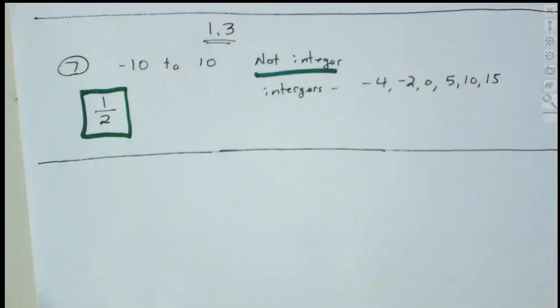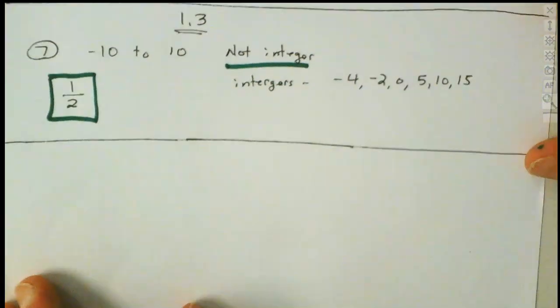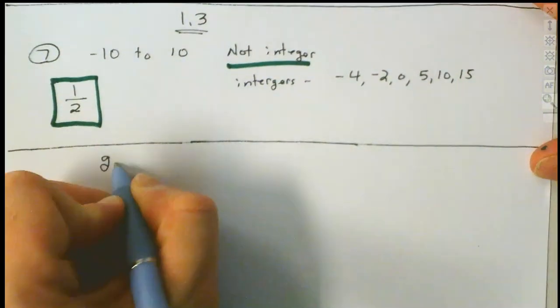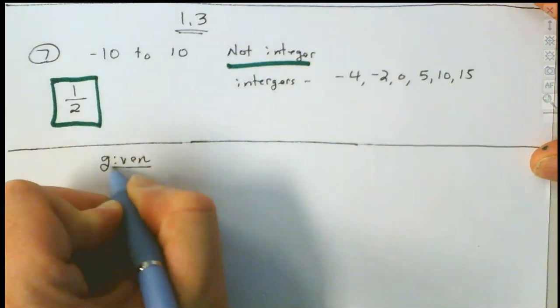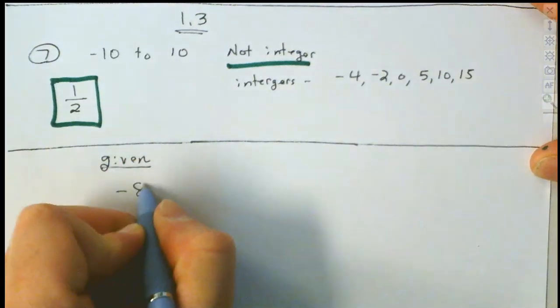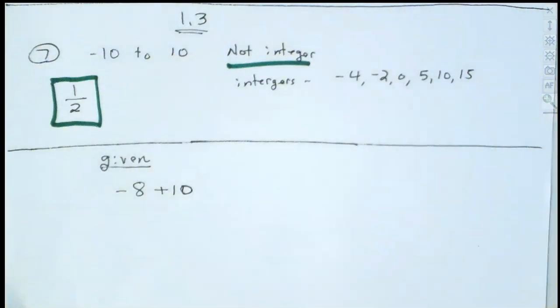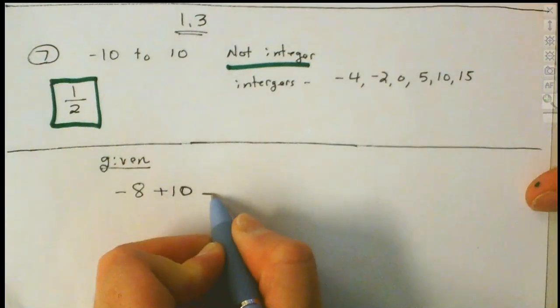So let's look at one so you can see how we can change the order to make it easier for us to work out. So let's say I give you minus 8 plus 10. Okay, you're given minus 8 plus 10. And I say put those together, combine them. Well, we may struggle with addition and subtraction in that order, but I can switch the order around.